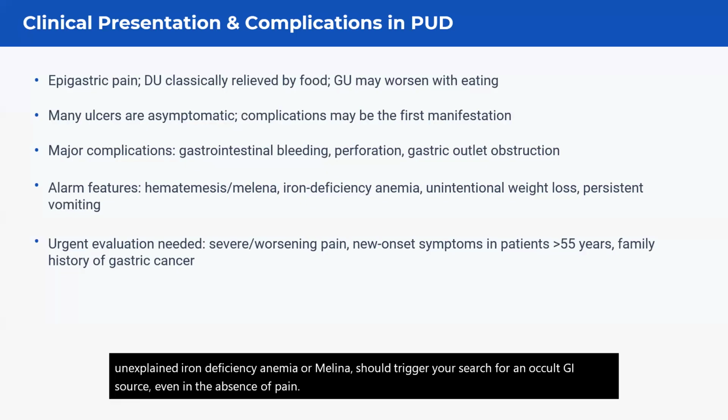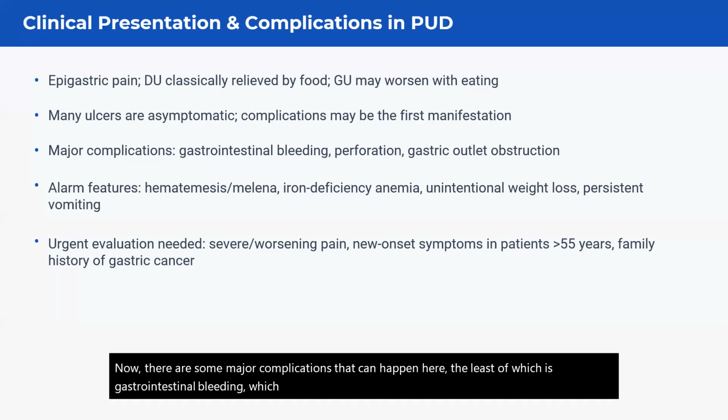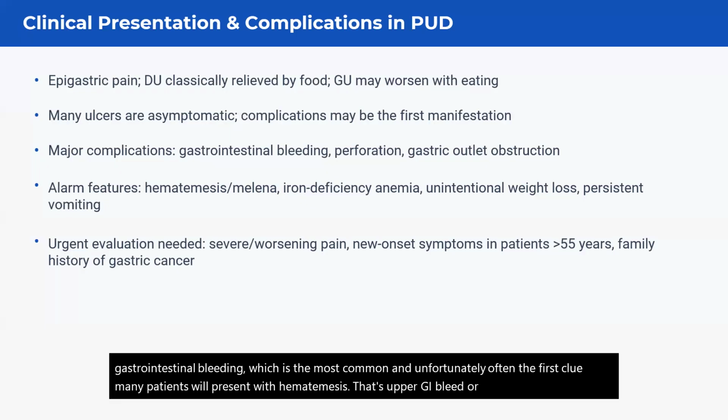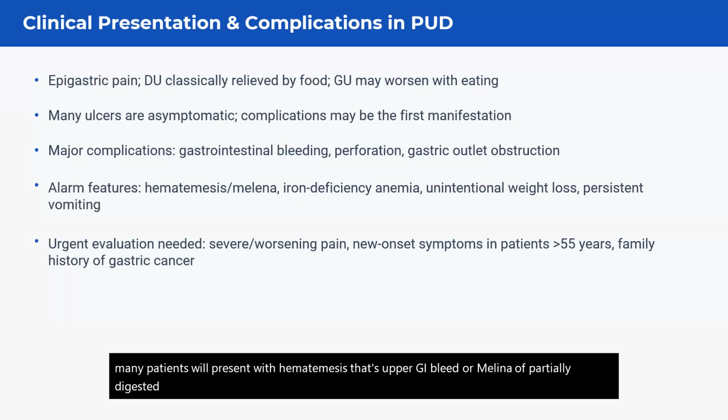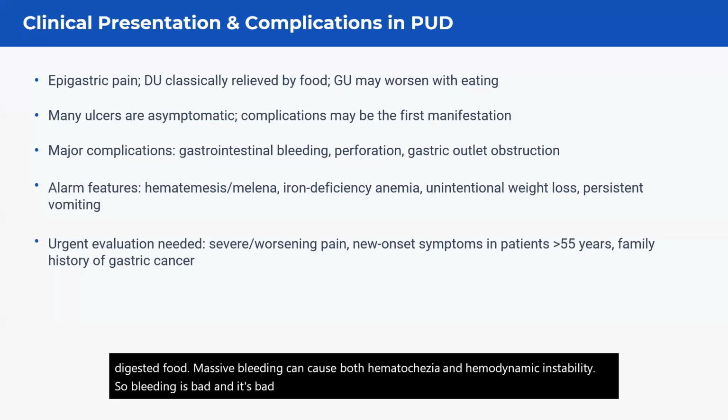Now, there are some major complications that can happen here, the least of which is gastrointestinal bleeding, which is the most common and unfortunately often the first clue. Many patients will present with hematemesis, that's upper GI bleed, or melena of partially digested food. Massive bleeding can cause both hematochezia and hemodynamic instability. So bleeding is bad, and it's bad when this is your first sign of trouble.